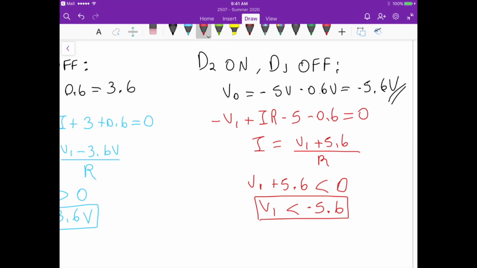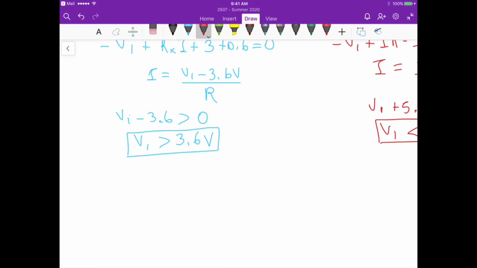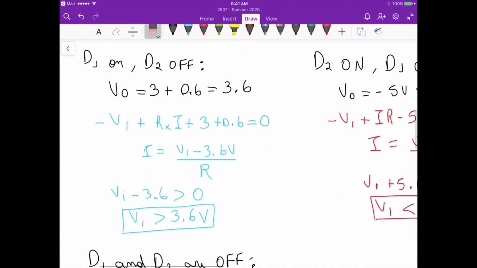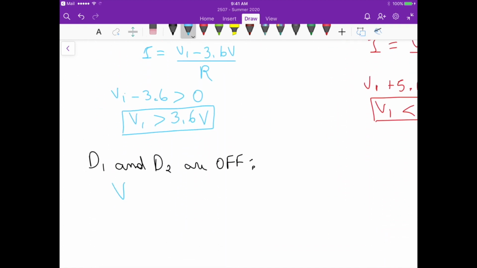And there's also the condition where none of them are on. So suppose D1 and D2 are off. Then if we look at the circuit, there's no current flowing here, there's no current flowing through the load or through this R. So the voltage at the output would be exactly the same as the voltage at the input. So in this case, V out would be equal to VI.